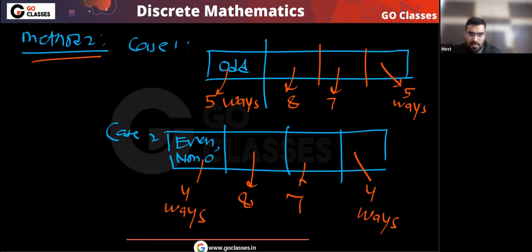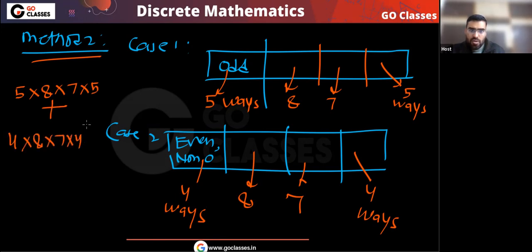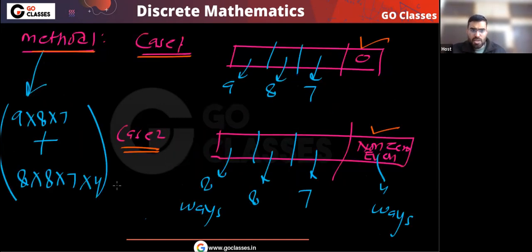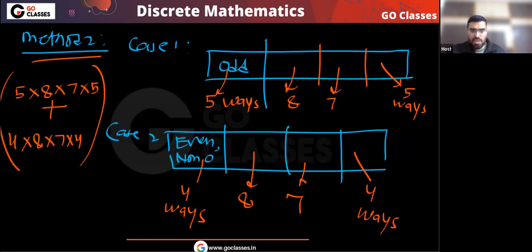Can anyone check? Are they giving same answer? 5 into 8 into 7 into 5, this plus 4 into 8 into 7 into 4. Can anyone calculate? What is this answer? If you have a calculator or something, you can just calculate. So I think both will give you correct, both will give you same answer, right?